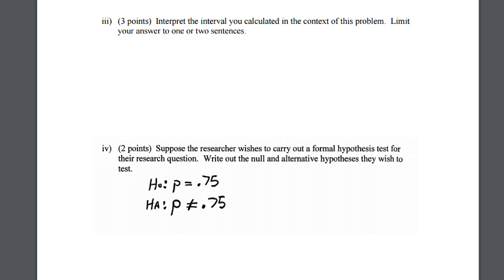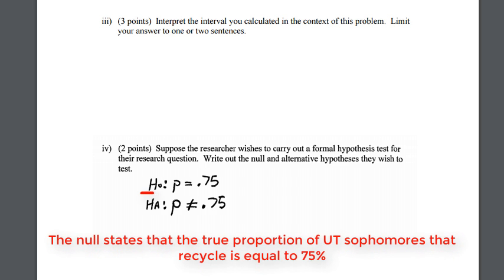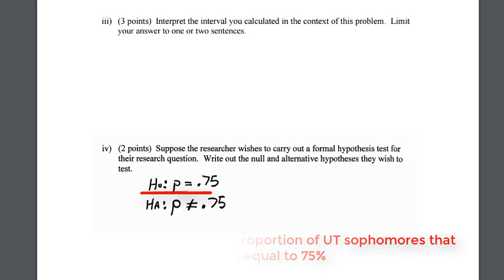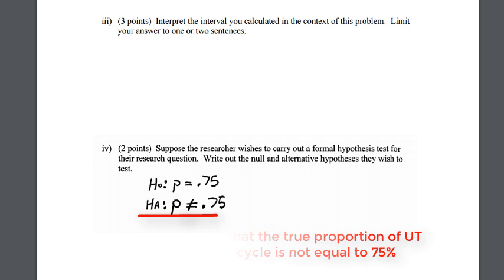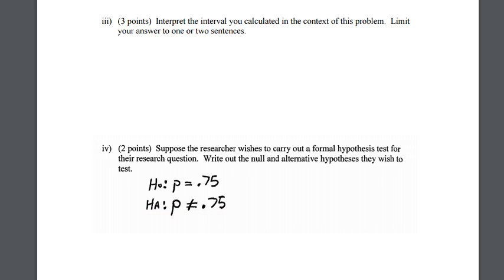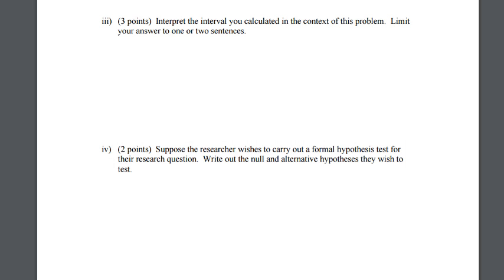We will now have the null states as H0 colon, then we need the true proportion, which will be p, equals 75%. The next part for the alternative is not too hard either. The alternative states HA colon, now we need the true proportion of UT sophomores. Finally, it does not equal 75%. And we have stated the null and alternative in statistical notation. And this is something big to practice up on.